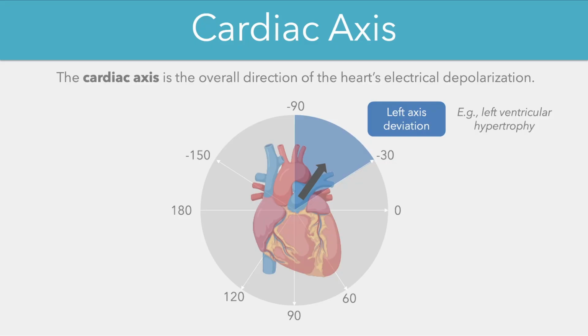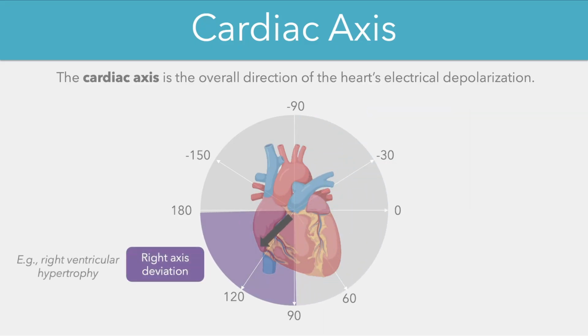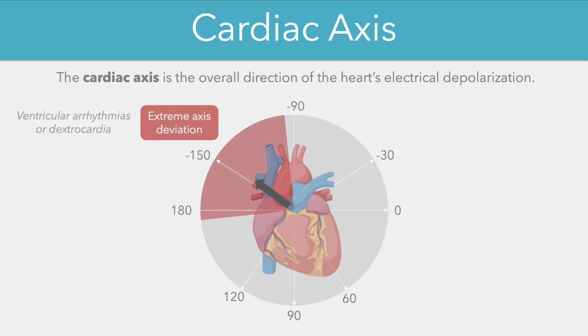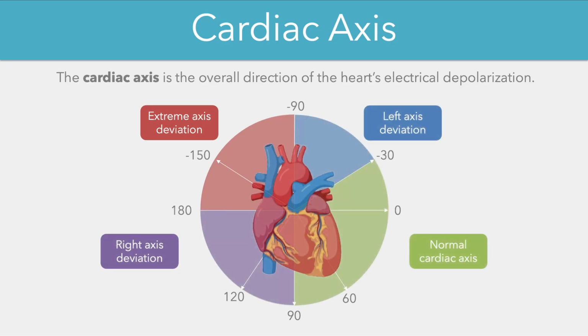In the same way, some patients may have right axis deviation, which can be caused by pathologies such as right ventricular hypertrophy. Finally, in some rare cases, there might be extreme axis deviation, which can be seen in ventricular arrhythmias or in patients with dextrocardia. Overall, you can see how different types of cardiac axes exist, and it's important to be able to work out the axis to identify any pathologies which might be present.